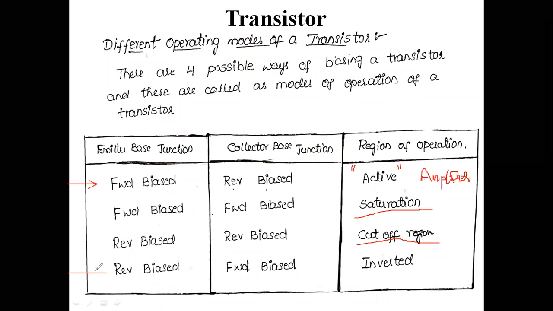Next one, the emitter base junction is reverse biased as well as the collector base junction is forward biased. Then this region of operation is inverted, and I can also represent it as the inverted active region. I am going to give the name inverted active region.